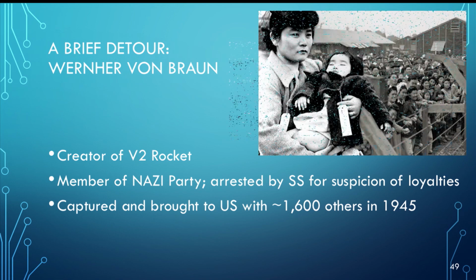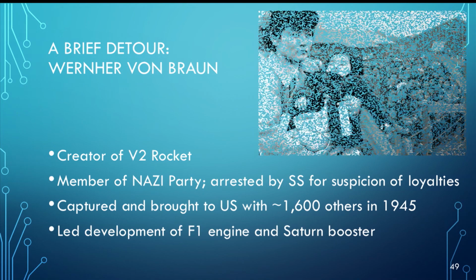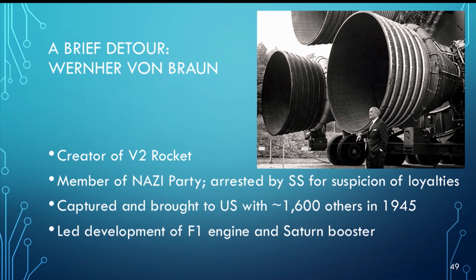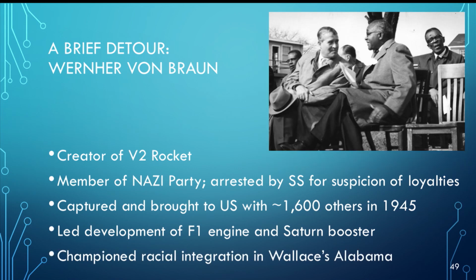And what's ironic about that is those people were being brought to the US at that time, and we were still holding in internment camps American citizens of Japanese descent. It's just kind of a remarkable irony. Ultimately, though, Wernher von Braun led the development of the F-1 engine in the Saturn booster, and we would not have gotten to the moon without that booster. And then, really ironically, he became a champion of racial integration in Huntsville, Alabama, because he was the director of the Marshall Space Flight Center there. So just a very interesting story arc for him.